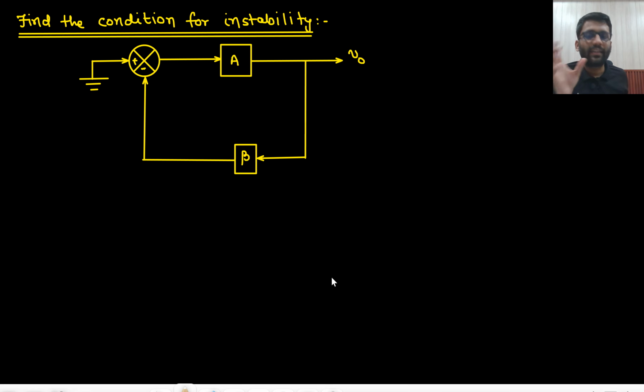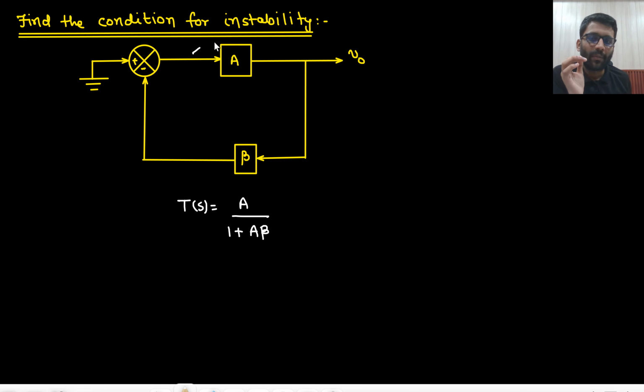But when can a negative feedback system be unstable? At what frequency or at what phase shift can the negative feedback system be unstable? We studied that a negative feedback system is stable, right? What is the transfer function? A upon 1 plus A beta.